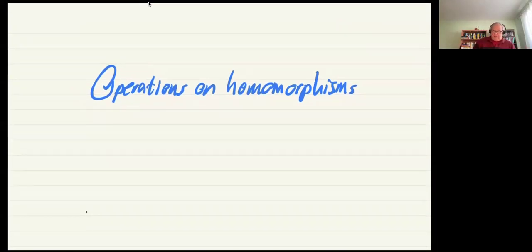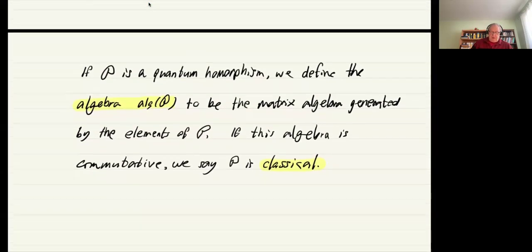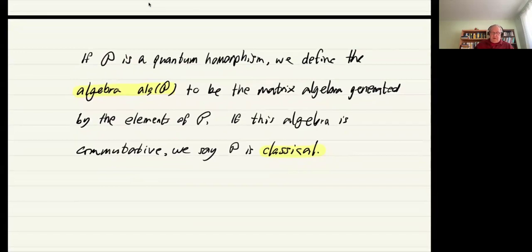Okay, so I want to go now and talk about some operations on quantum homomorphisms, and there's a number of useful ones which we need to discuss. Now, there's an important point which I need to make here. If we have a quantum homomorphism, then the entries in the matrix we write down are d by d projections, and so they generate a matrix algebra. And if this algebra is commutative, then the quantum homomorphism is classical. Okay, and so the physicists aren't interested. If it's not commutative, then it's not classical.